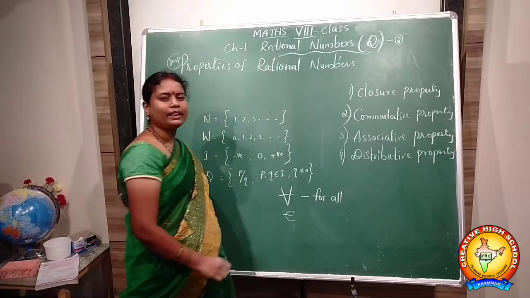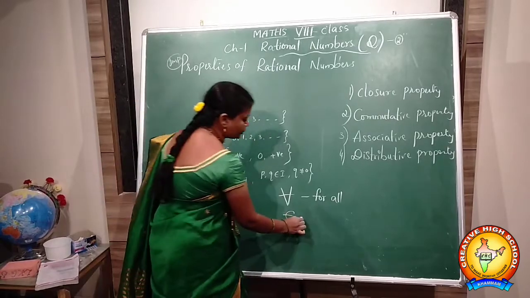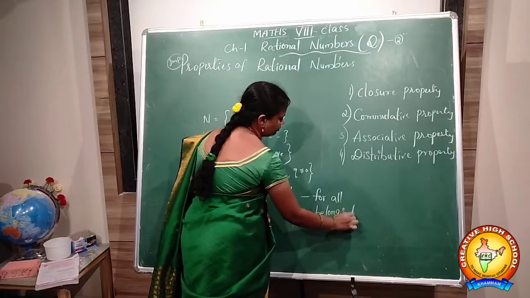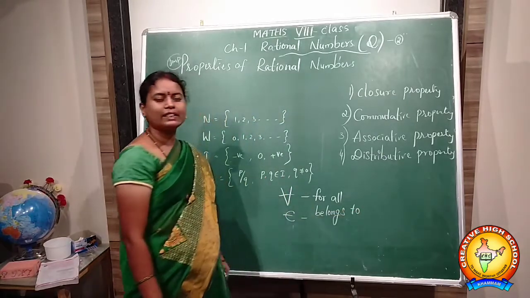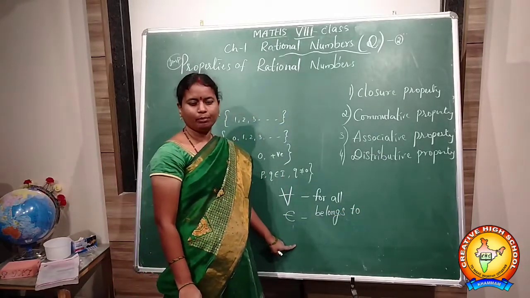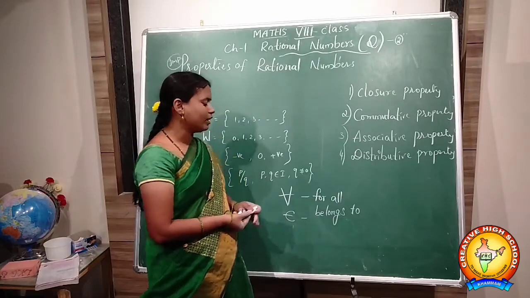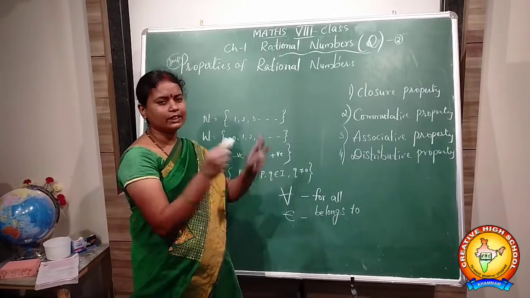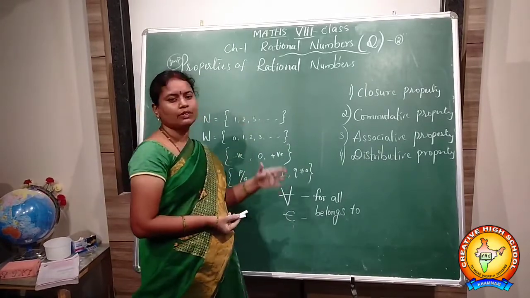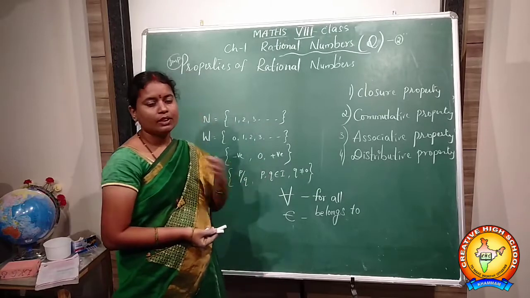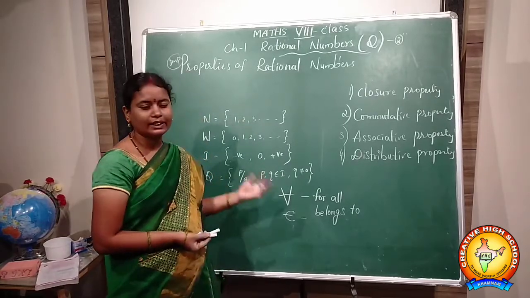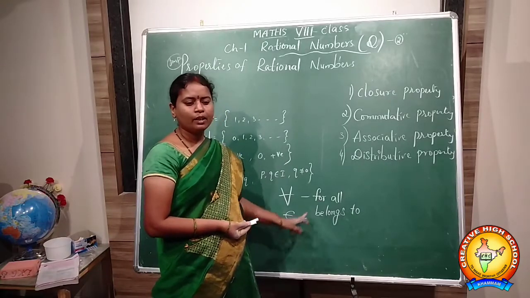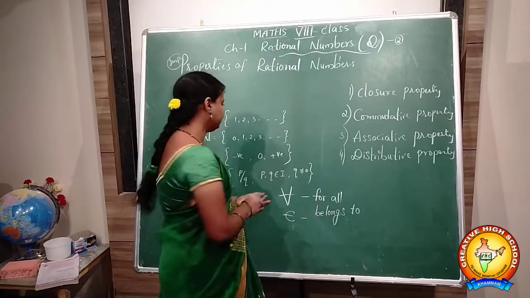And this symbol indicates "belongs to". Always we need not write "for all". Just if we write the symbol, then we can understand that it is for the set of all the natural numbers, the set of all the whole numbers, the set of all the integers, like that we can understand. And this symbol indicates "belongs to".